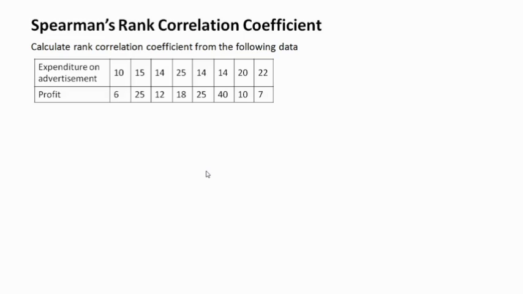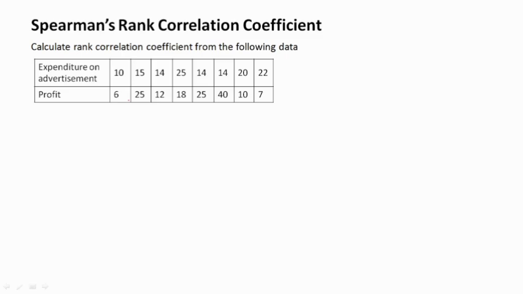Let's see one numerical on Spearman's rank correlation coefficient. Calculate the rank correlation coefficient for the following data. Expenditure on advertisement is given in the first row and the profit earned is given in the second row. Let's solve this numerical by following all the steps we have seen.